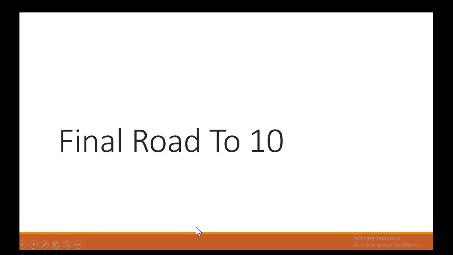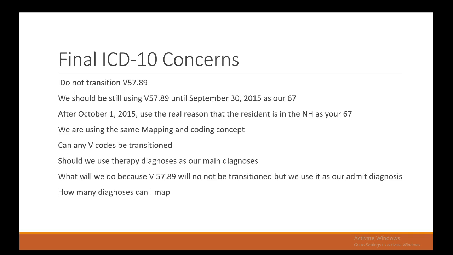All right, y'all, we're here to discuss the final road to ICD-10. Now, some major issues and concerns that we're having is do or don't transition V57.89. The fact that we should be using V57.89 as our 67 until October 30th of 2015. After October 1st, 2015, we need to be using the real reason that the resident is in the nursing home as our 67.